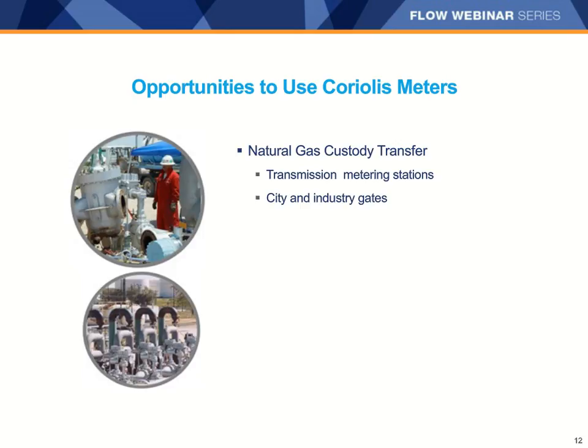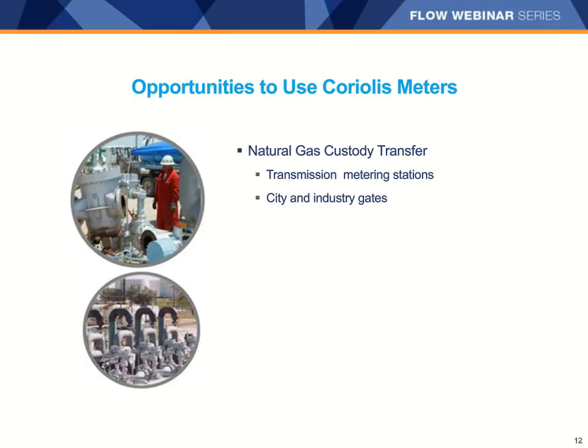However, it's important to note that the larger the Coriolis meter is, the more it's successfully used in transmission applications where capacity is higher and the flow rates are relatively stable, and good accuracy is paramount to maintain system balance. On the other hand, smaller Coriolis meters are often very good at meeting the needs for accurate measurement in city and industry gate applications that require a wide range of flow rates because of the wide variations in demand as seasons and conditions change.